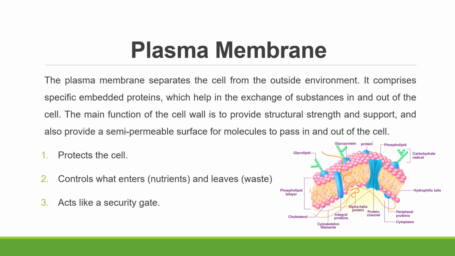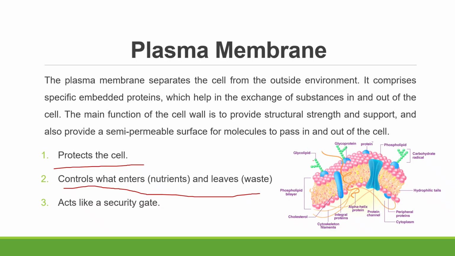The plasma membrane separates the cell from the outside environment. It comprises specific embedded proteins which help in exchange of substances in and out of the cell. The main function of the cell wall is to provide structural strength and support, and also provide a semi-permeable surface for molecules to pass in and out of the cell. So I have already told you, the cell membrane separates the cell from the outside environment, and its functions are protecting the cell and controlling what enters and leaves. That means exocytosis and endocytosis.